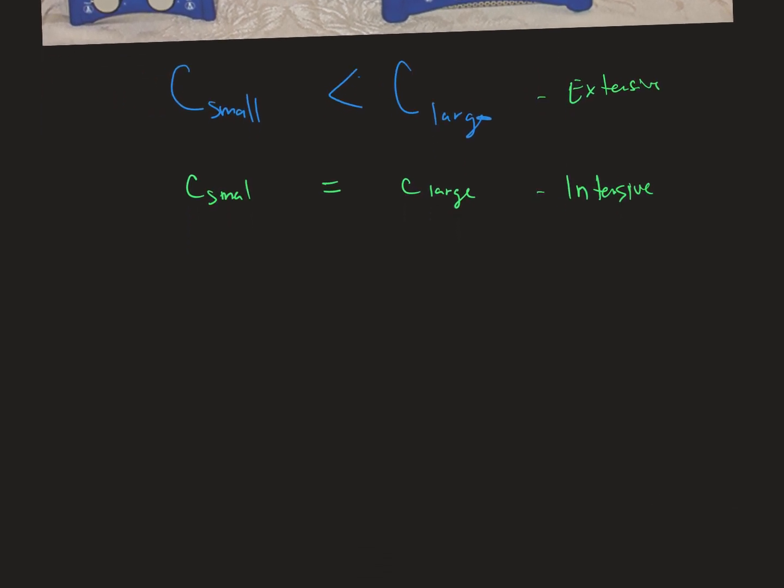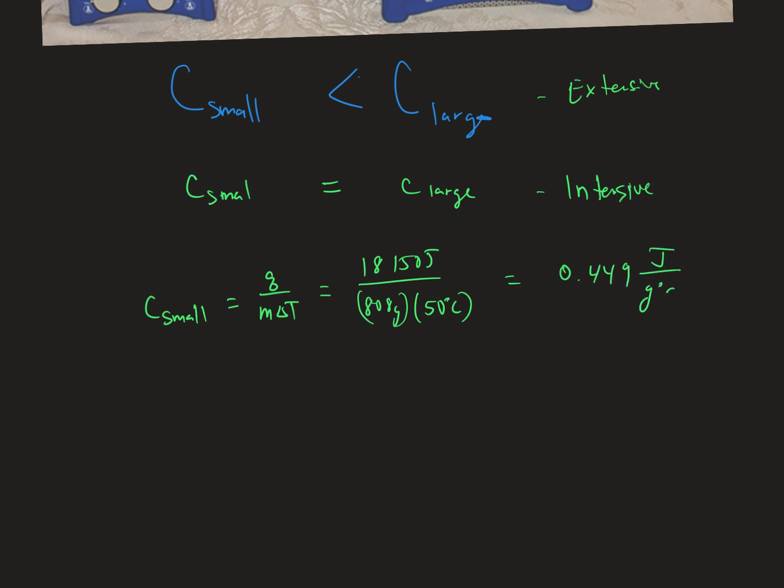So the specific heat capacity of the small guy is still going to be Q over m delta T, right? So the amount of heat, for example, let's say it's 18,150 joules, or 18.15 kilojoules, has a mass of 808 grams, and a change in temperature, let's say we change the temperature of this cast iron pan by 50 degrees Celsius. Good? And we get a value of 0.449 joules per gram degree Celsius.